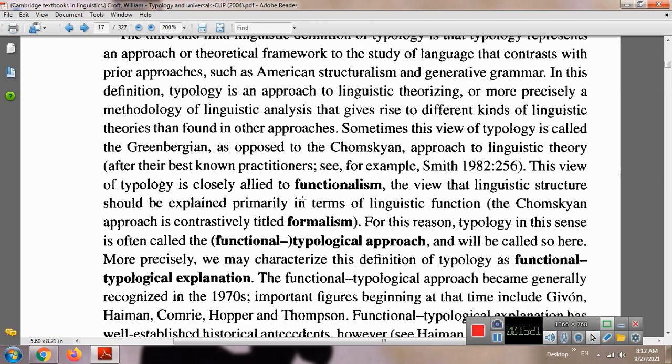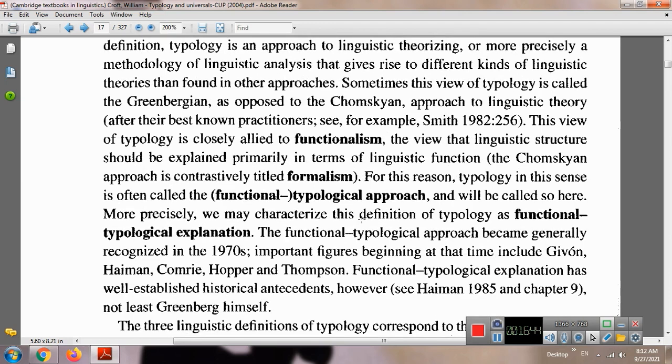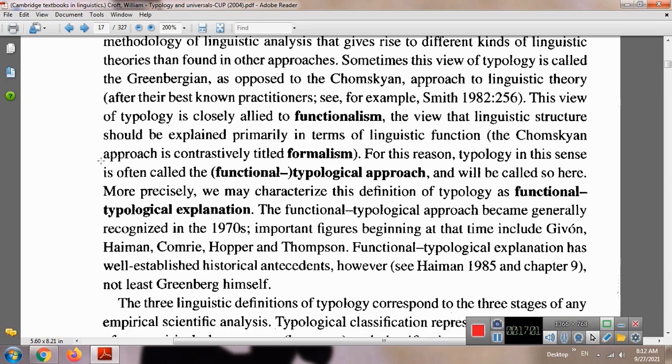This view of typology is closely allied to functionalism. This definition of typology is like functionalism, the view that linguistic structure should be explained primarily in terms of linguistic function, which the Chomskyan approach contrasts with, being titled formalism. For this reason, typology in this sense is often called the functional typological approach. In the other definition we have the functional typological approach and it will be called so here.